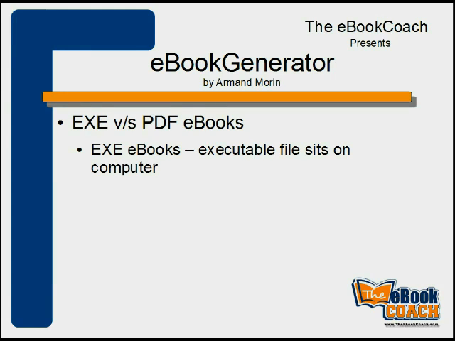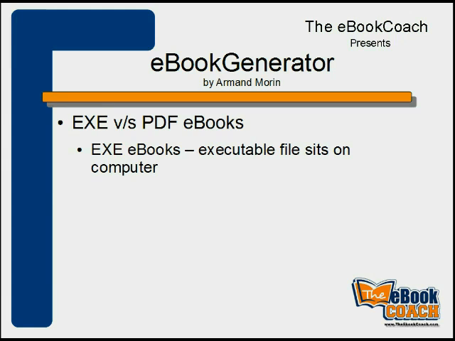Now, here's what I want to explain to you. There's 2 types of ebooks, first of all. There's a PDF, and then there is an EXE. Now, when I say EXE, I really mean those three letters, E-X-E. And what that stands for is an executable file that sits on your computer. Think of it like a piece of software.